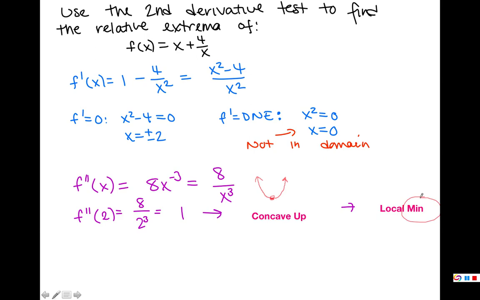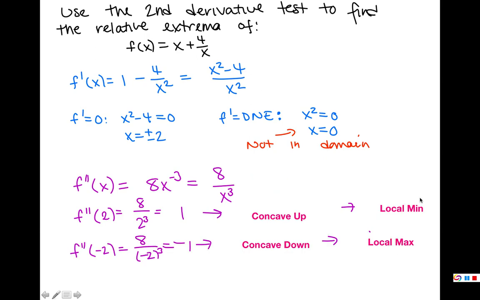And then we're going to do the same thing with -2. When I plugged -2 in, I got 8 divided by -8. That was -1. Again, the important thing about that number is it's negative. A negative second derivative tells me the graph is concave down. And if a function is concave down at a critical number, that has to be a maximum. So we know that we have a minimum at +2 and a maximum at -2.